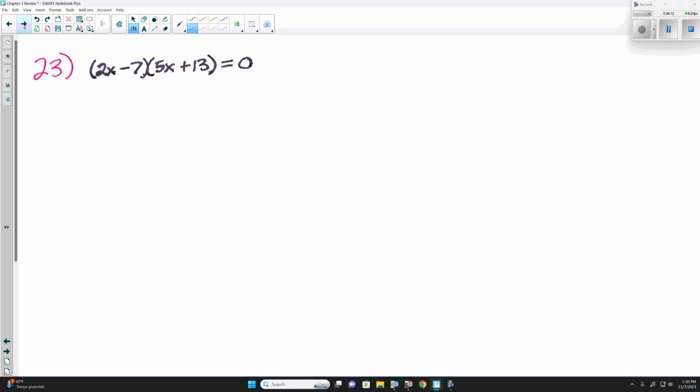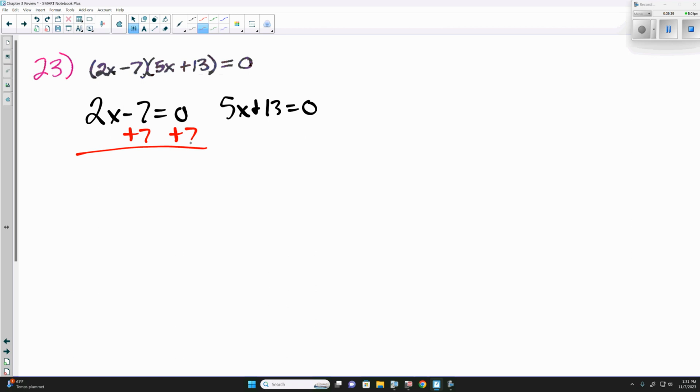Because when we factor something, we end up factoring the 2 sets of parentheses. Whenever we have 2 or more things multiplied together that equal 0, one of them must be what? 0. Solve. Add 7 to both sides, telling us 2x equals 7. Divide both sides by 2.